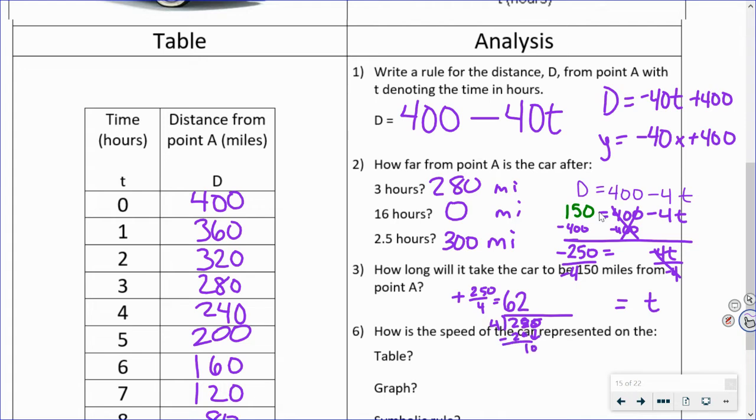10, carry the 0. 2 fours is 8. 2 fourths. Something doesn't make sense here. Hold on, let me check my arithmetic.